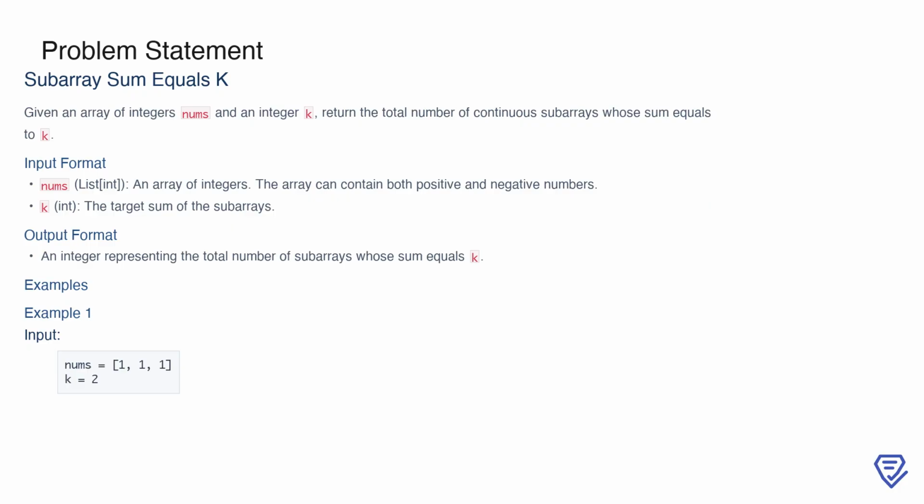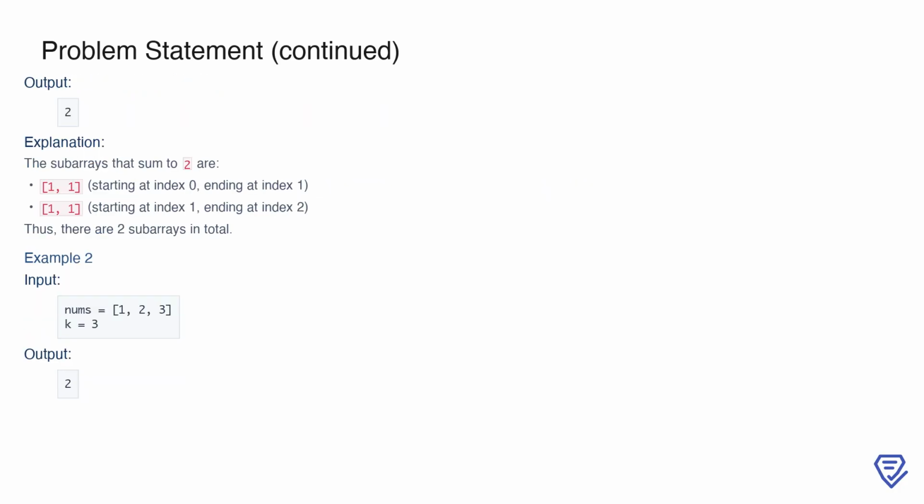We'll look at some examples to better understand this requirement. For the input nums equals 1, 1, 1, and k equals 2, the output is 2. This is because there are two subarrays whose sum equals 2. The first subarray is 1, 1, starting at index 0 and ending at index 1. The second subarray is also 1, 1, but this one starts at index 1 and ends at index 2. Both satisfy the condition since their sums are equal to k.